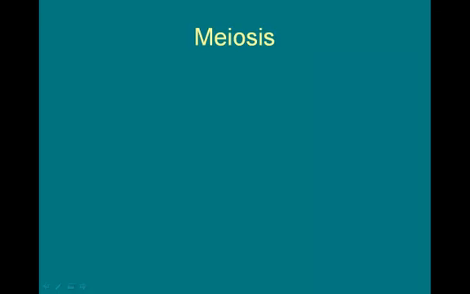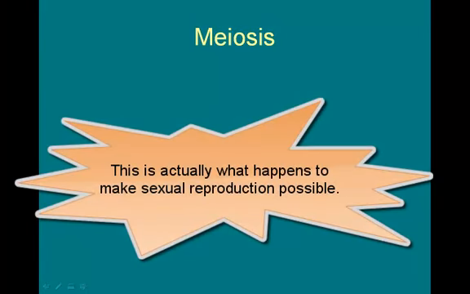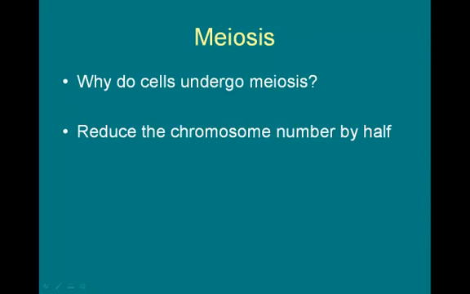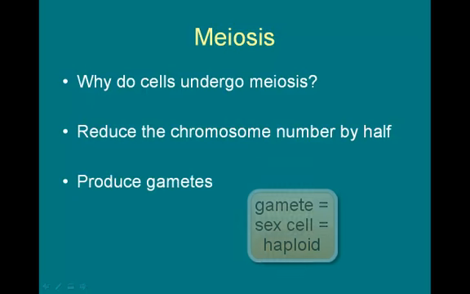Now today we're going to talk about the stages of meiosis. What happens at each stage? So first, why do cells do meiosis in the first place? Well, they do it to cut the number of chromosomes in half, and that's to produce gametes, or sex cells, for reproduction.